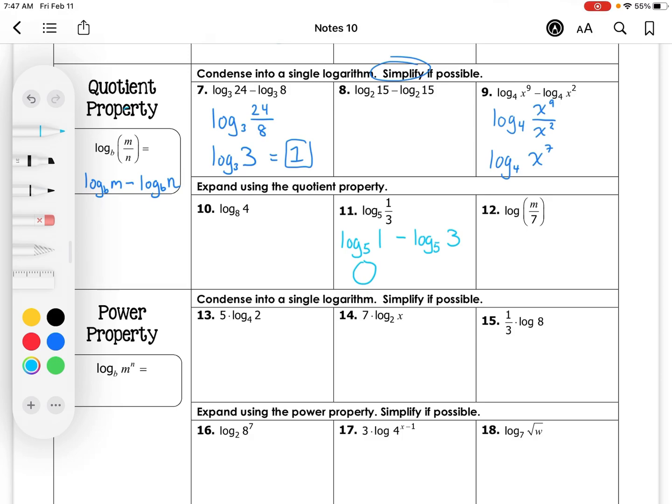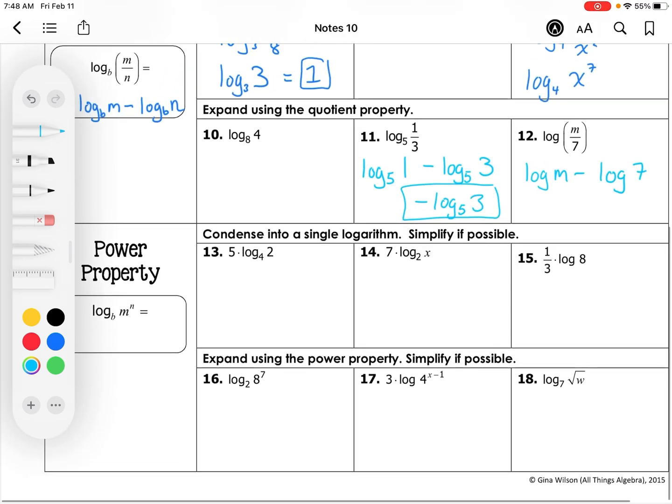And then I can't really do anything simplifying. 5 raised to what power gives me 3? So I'm going to leave it like that. So your answer would just be 0 minus that, which is negative log base 5 of 3. Same thing for number 12. Writing it as log m subtracted by log 7, and you can't do anything there to simplify.